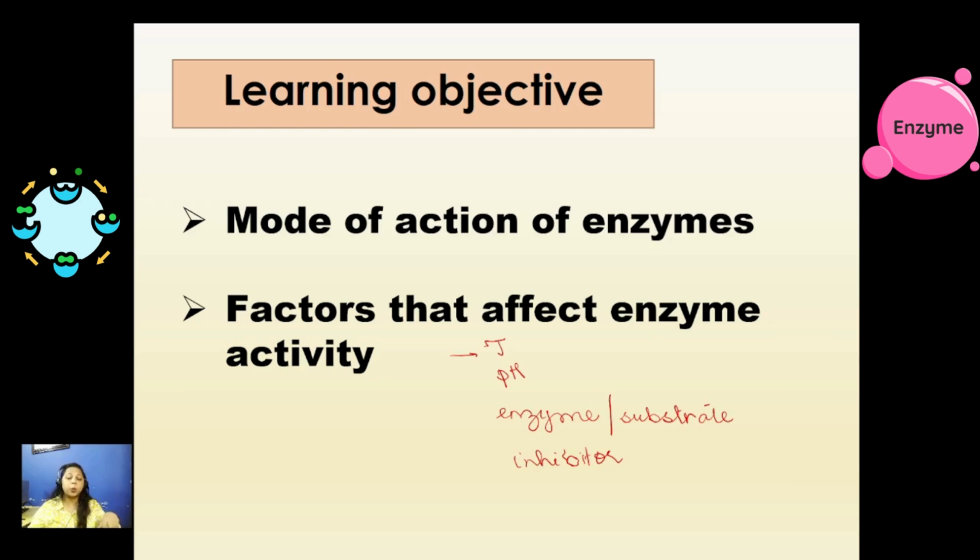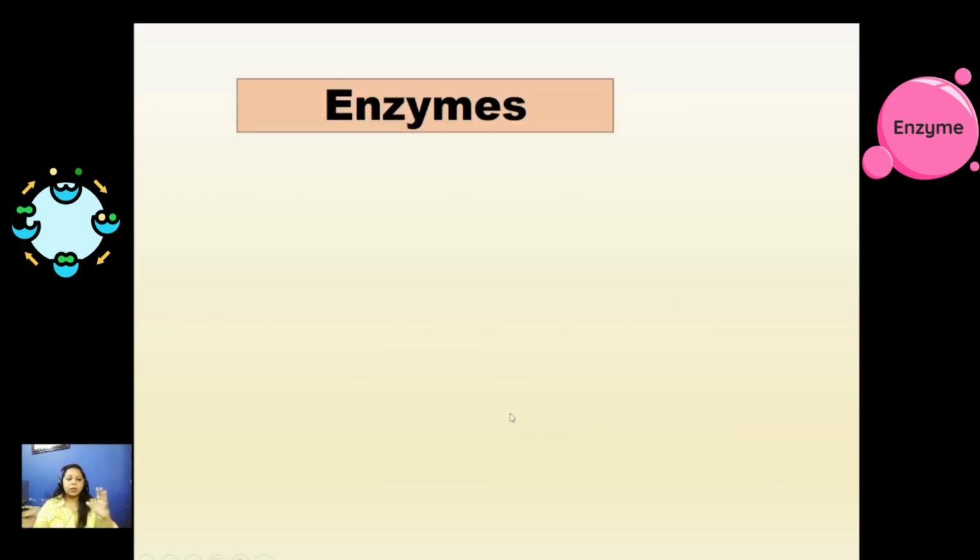So let's start with the structure of enzyme first, because if you don't know the structure, you cannot go into the detail of how it works. So how do we define enzymes? Enzymes are actually defined as biological catalysts.